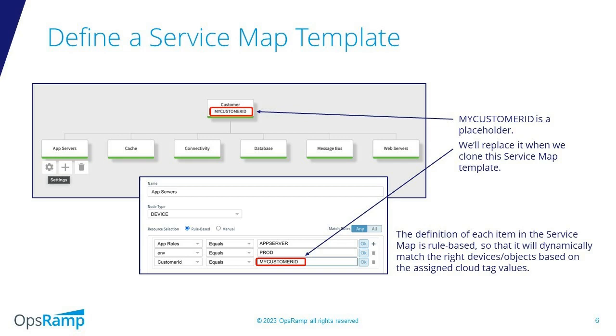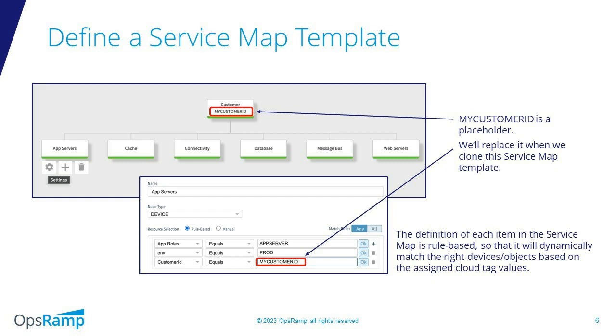so that when I clone this and do the replacement across all of my different customer IDs that exist in my environment, in this case, right? I might have customer ID A, customer ID B. I would have new service maps that are basically a copy of this, except it would be customer A filtered for customer ID A and customer B filtered for customer ID B for the app role of app server and the environment of prod being the definition of this app server's service.